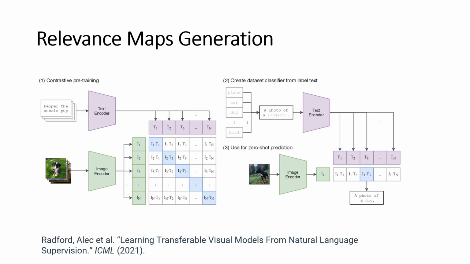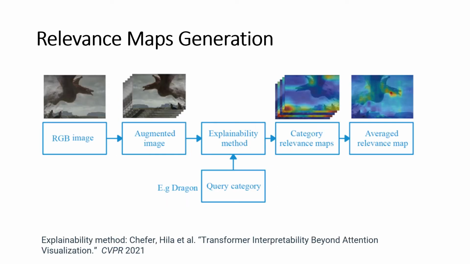How do we create the relevance maps? We distill information from the transformer model of CLIP in order to generate the relevance maps. CLIP is a vision language model that embeds visual and linguistic concepts into a shared latent space via large-scale contrastive learning on web-scale data. So the input is an RGB image. Next, we generate multiple augmentations of the image, multiple views. Then we use CLIP transformers with the explainability method of Chefer et al., which generates a relevancy map for each query category, where the query category is chosen by the user, who can choose what objects they wish to segment.